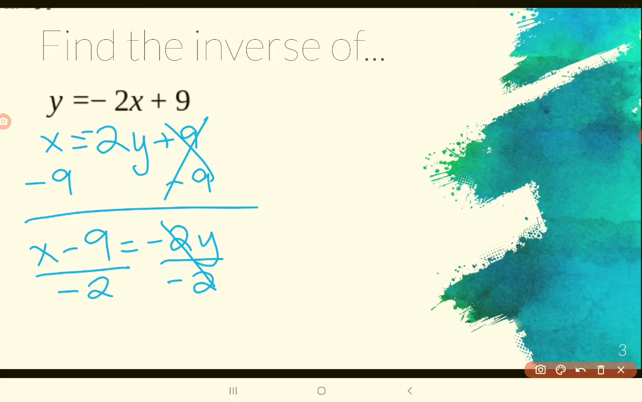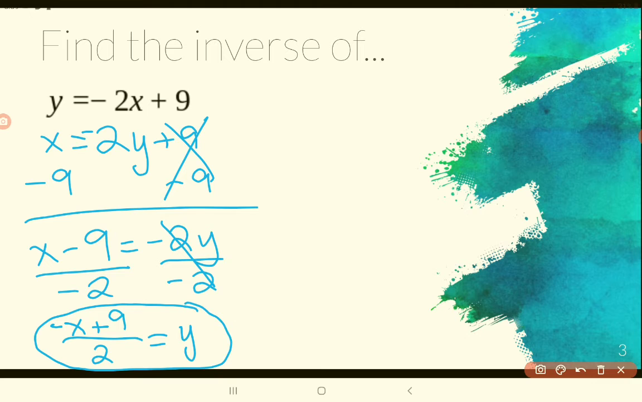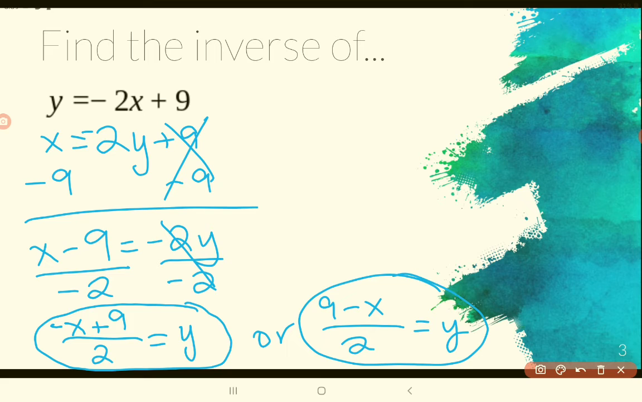And watch how I write this. It's not really proper to leave a negative on the bottom of a fraction. So what ends up happening is I have a negative x plus 9 over positive 2. And there is my inverse function. Okay? Sometimes people will write it this way. But notice those are the same thing. Because the x is still negative, the 9 is still positive on top. Okay? So there's your inverse function.